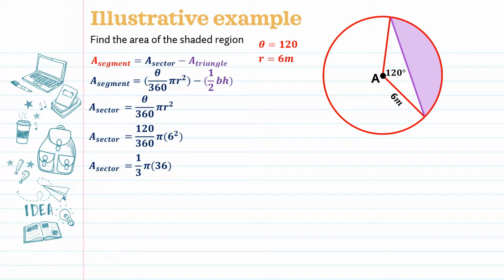Then 6 squared will give you 36. So therefore, we will have 1/3 pi times 36. Then we can actually cross cancel 36 and 3, which will give us 12. So therefore, our area of sector is equal to 12 pi meters squared.